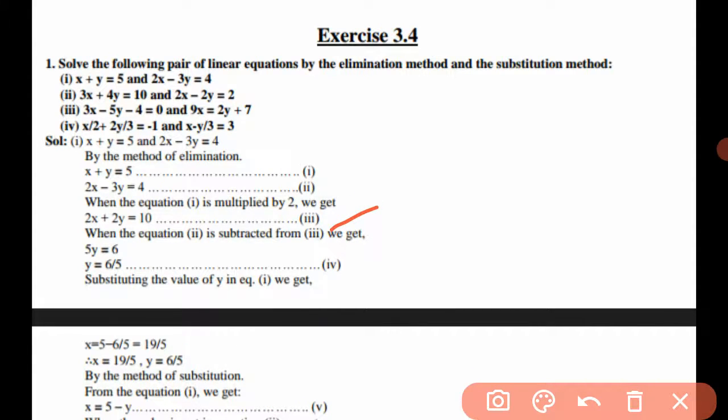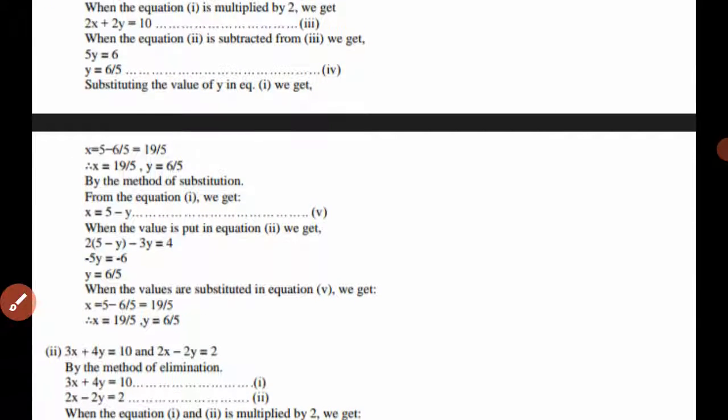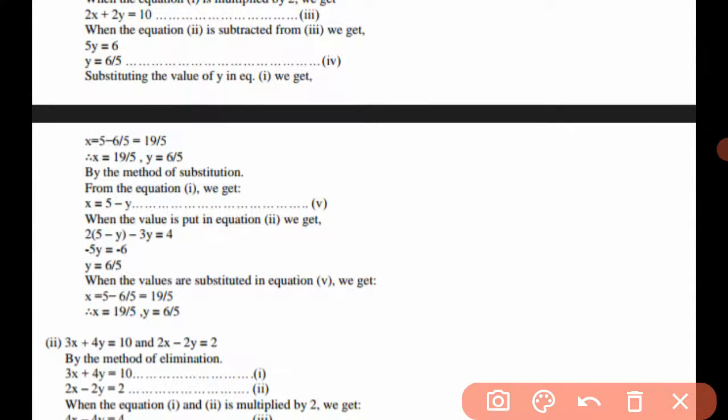Now we subtract equation number 2 from equation number 3. By solving, one variable will be eliminated, meaning x will be eliminated. From here we find the value of y equals 6 upon 5. Now substituting the value of y in equation 1, by solving, the value of x will be 19 upon 5. So x equals 19 upon 5 and y equals 6 upon 5. So here we find the values of x and y.